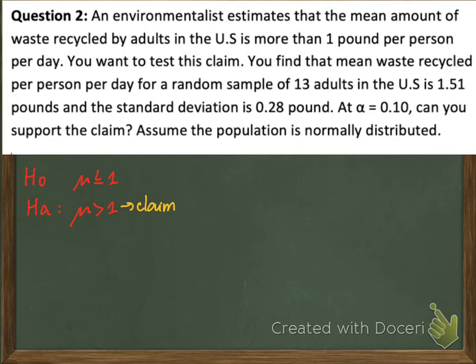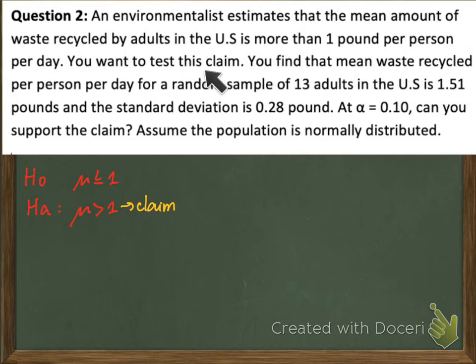Question number 2. An environmentalist estimates that the mean amount of waste recycled by adults in the U.S. is more than 1 pound per person. So this is the claim. So then we can write the hypothesis statements. We know that the claim is strictly more than 1 pound, so mu greater than 1 is the alternative hypothesis. And we can determine the null hypothesis is mu less than or equal to 1.